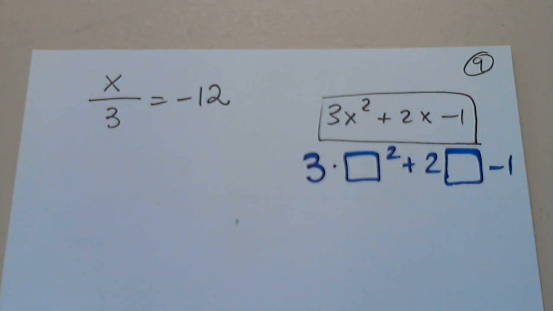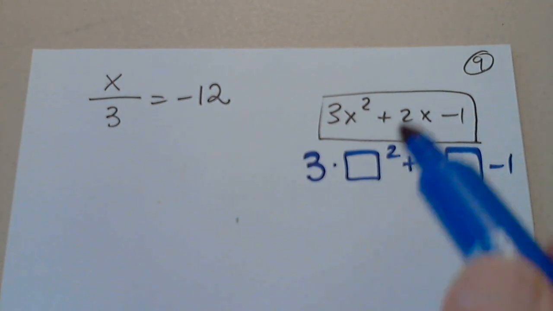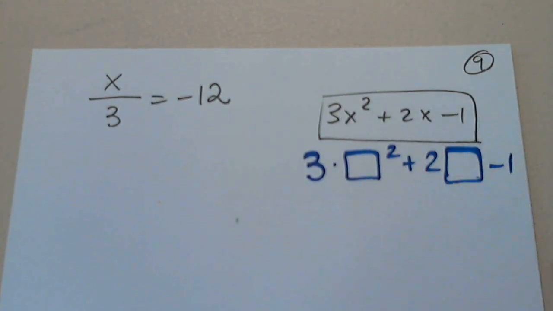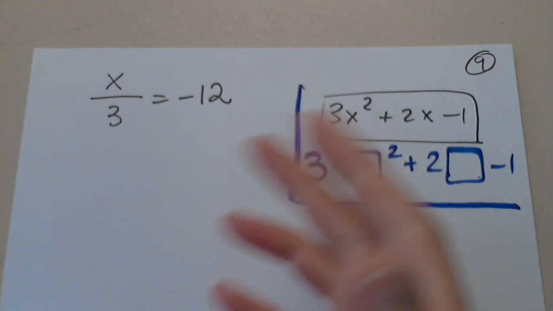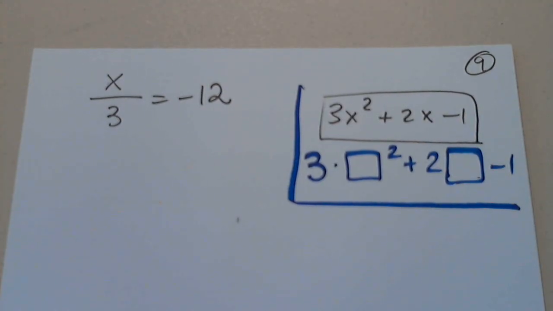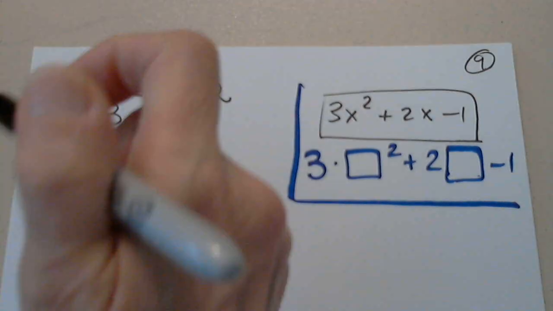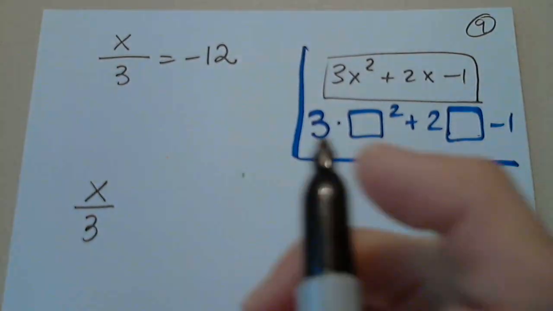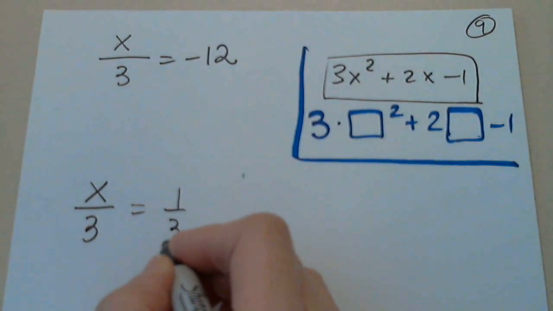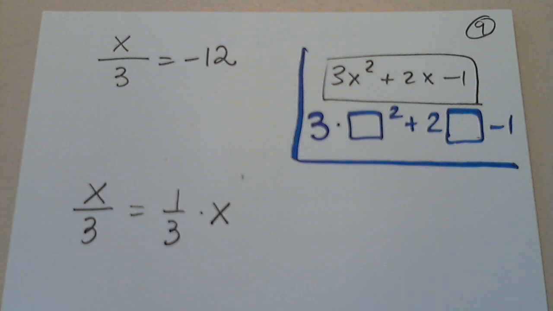Because that's what it means. That's the pattern: 3 times whatever squared plus 2 times whatever minus 1. This is what I want you to see when you look at such an expression. What's my point here? When you see x over 3, I want you to be able to see 1/3 times x. I know we haven't discussed fractions yet. We will soon. But this is extremely important to understand.